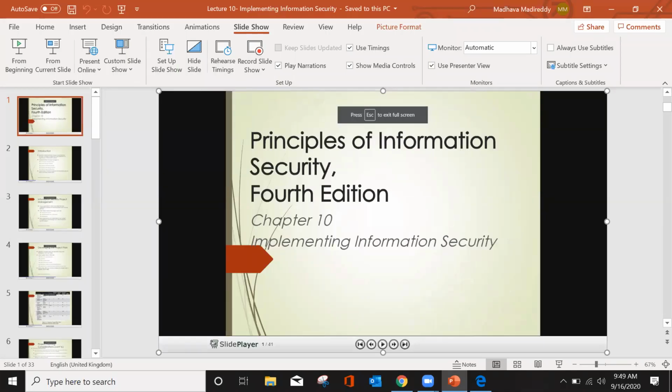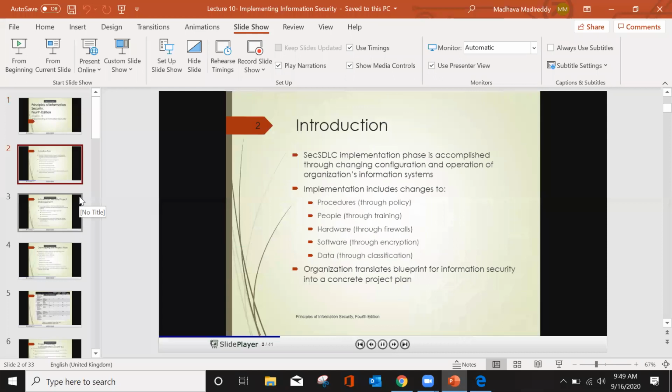Okay, so let's start with today's lecture. We're looking at the principles of information security and the implementation phase.